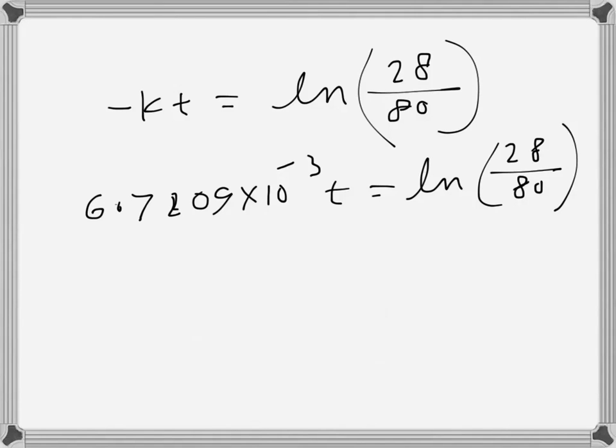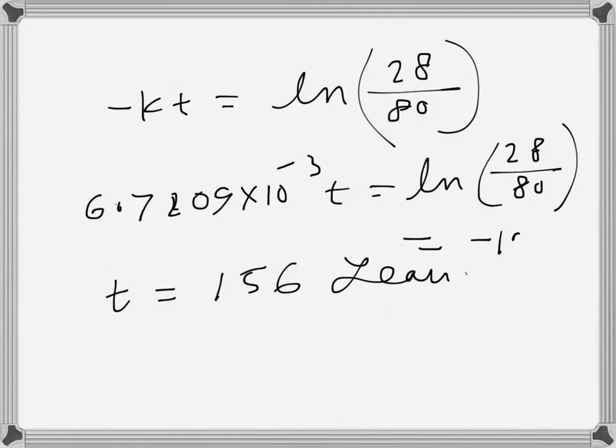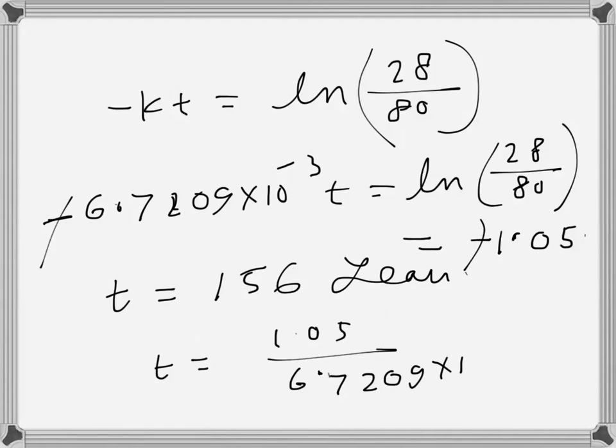So basically t will be approximately 156 years if we do this, because ln of 28 over 80 is approximately minus 1.05, and then t will be 1.05 over 6.7209 times 10 to the power minus 3. There is a negative there, these two negatives get cancelled, and if we do this division we get approximately 156 years. So that's it.